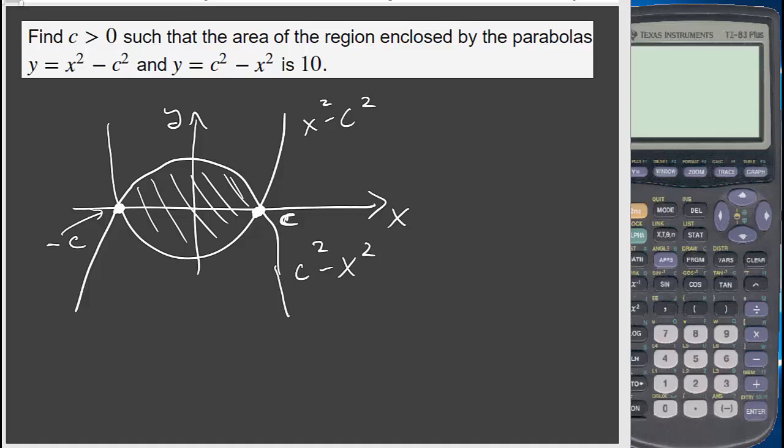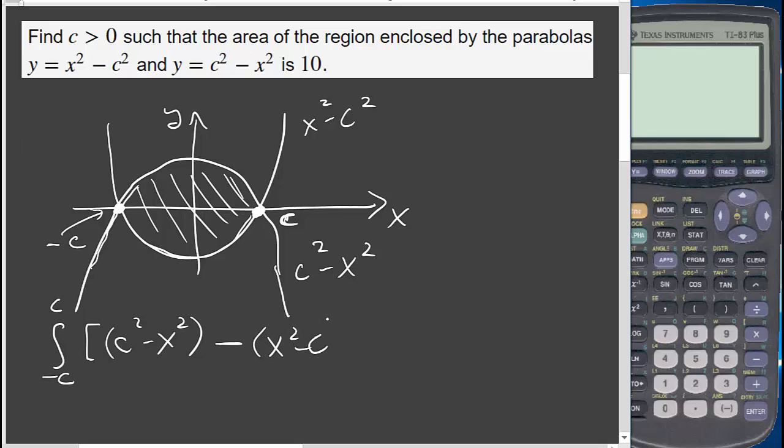So now let's set up the integral. What we're going to be doing is integrating between minus c and c, and the graph on top, this is going to be the c squared minus x squared, minus the graph that represents the lower portion of the region, and that will be x squared minus c squared, making sure that we put that in parentheses, with respect to x. And we know that we need this result to equal 10. So we need to find the value of c that will make this happen.